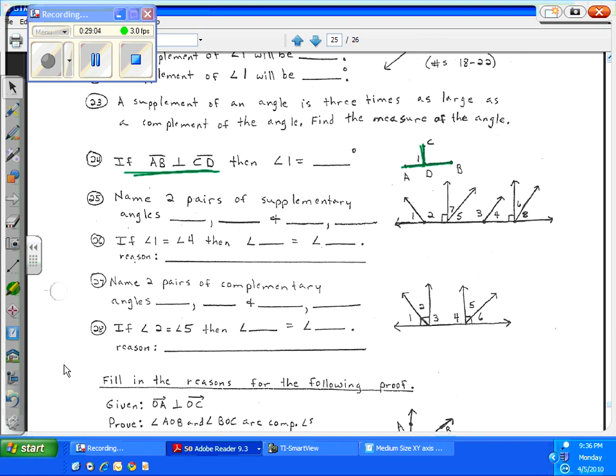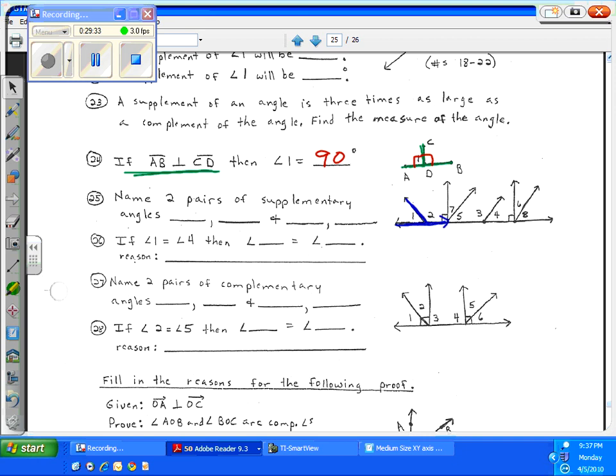Number 24. If AB is perpendicular to CD, we got to go to the definition. Perpendicular lines form equal adjacent 90-degree angles. So we can say that angle 1 is equal to 90 degrees. If we had to give a reason, it would be definition of perpendicular.